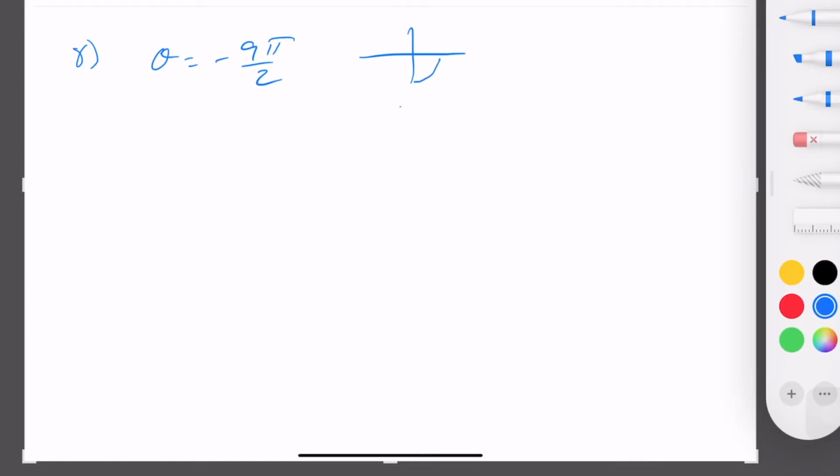Okay, so let's go ahead and draw this out. Negative 9 pi over 2 would be going in the negative direction. We have negative pi over 2 first, followed by negative 3 pi over 2, then negative 5 pi over 2. And then after negative 5 pi over 2 is negative 7 pi over 2. And we're almost there. Negative 7 pi over 2 leads us to negative 9 pi over 2.